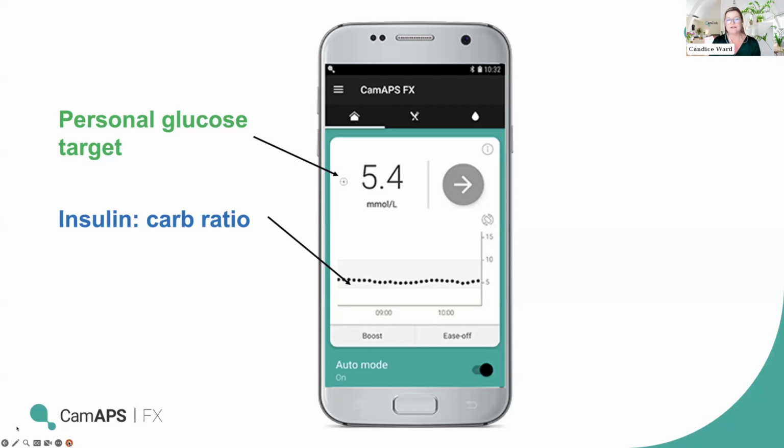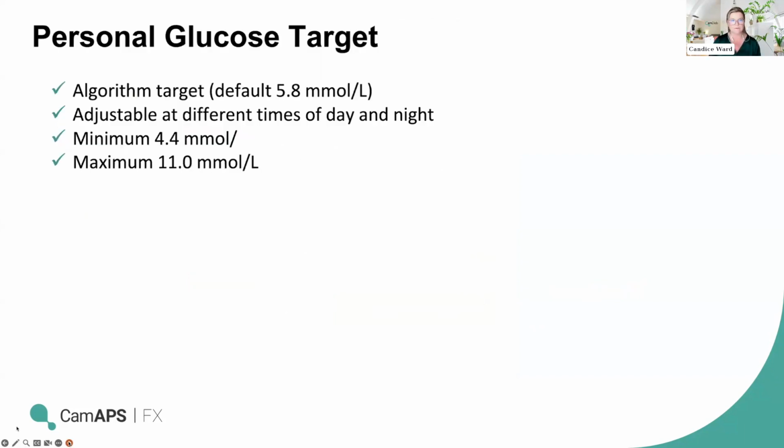The personal glucose target is the target the algorithm is aiming for. There is another target in the bolus calculator, but that is just if you're using corrections via the bolus calculator. That does not influence what the algorithm is aiming for. So these are the two settings we'll be concentrating on to optimize. And then you have two features called boost and ease off that are equivalent to very sophisticated increased or decreased temporary basal rates to roll with the punches life is throwing at you.